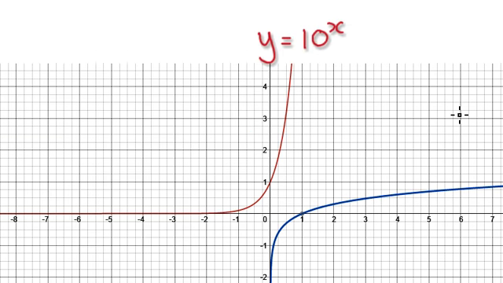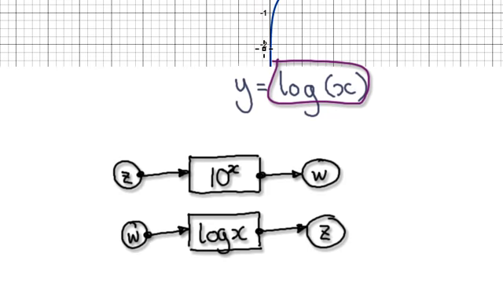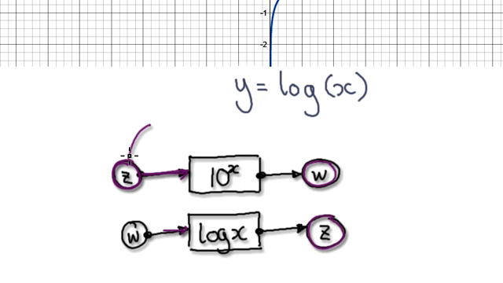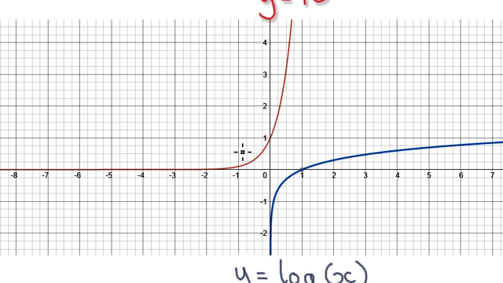So whenever you have y equals 10 to the power of x, the log is the inverse of 10 to the power of x. You can imagine 10 to the power of x as a machine. If you put something into it, let's say z, you would get whatever out. Now, if you put that back into the log, you're going to get back to your original value of z. The point is that this is the inverse of this, and this is the inverse of this, and you can see that on the graph, because it's a reflection.